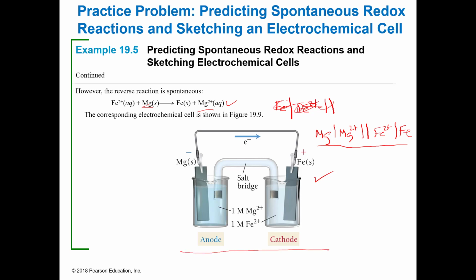And technically, yes, you should put the concentrations. This is 1 molar and this is 1 molar. You should write that as well. So that's what I want you to be able to do. I want you to be able to look at a reaction, determine if it's spontaneous, which means it's a galvanic or voltaic cell, if it gives us a positive voltage and negative delta G, and be able to draw a picture of it and be able to write it in shorthand.